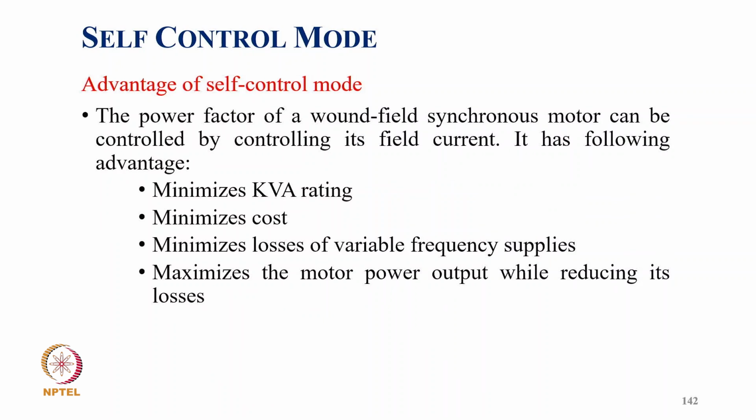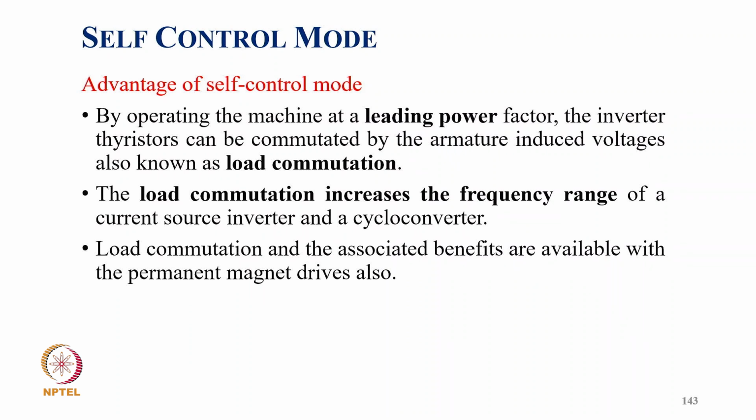The power factor of a wound-field synchronous motor can be controlled by controlling its field current. It has the following advantages: minimize kVA rating, minimize cost, minimize losses of the variable frequency supply, and maximize the motor power factor while reducing its losses. By operating the machine at leading power factor, the inverter thyristors can be commutated by the armature induced voltage, also known as load commutation. Load commutation reaches the frequency range of a current source inverter and a cycloconverter. Load commutation and the associated benefits are available with permanent magnet drives also.